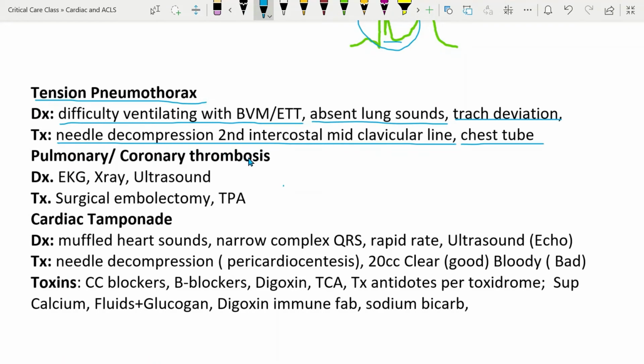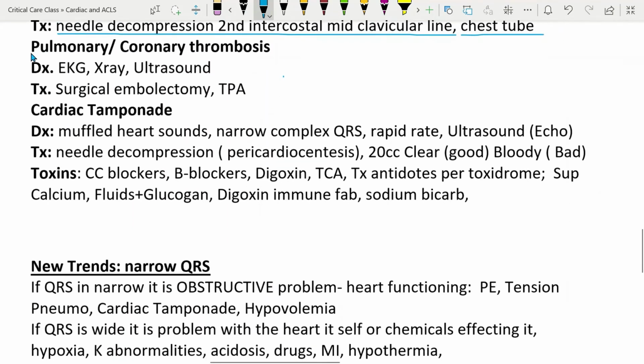Next is pulmonary and coronary thrombosis, diagnosed with electrocardiogram, X-ray, ultrasound, CT, treated with surgical embolectomy or strong thrombolytics such as TPA.